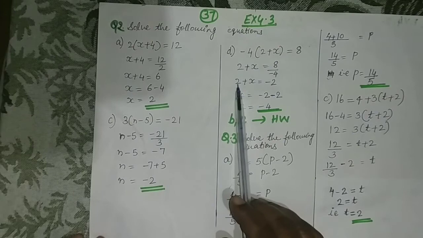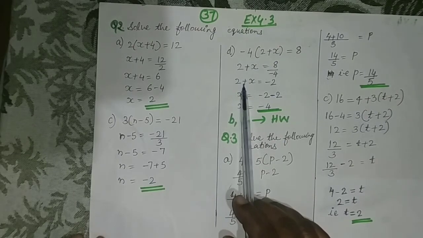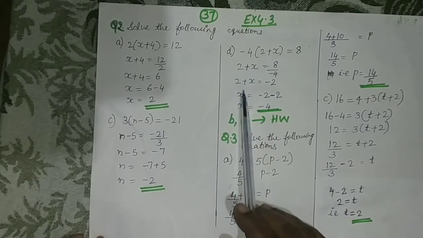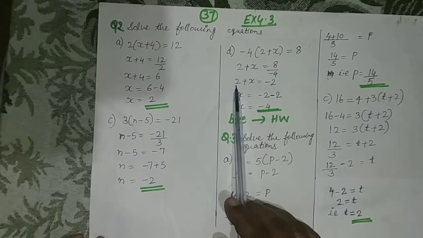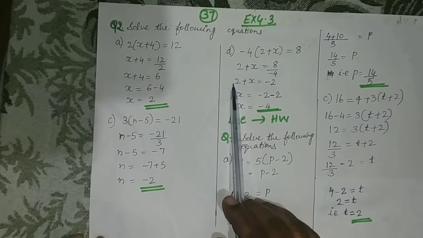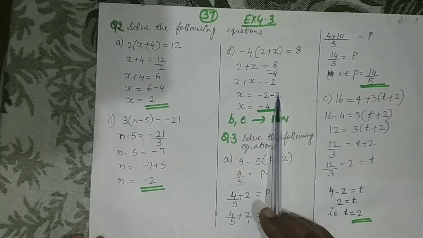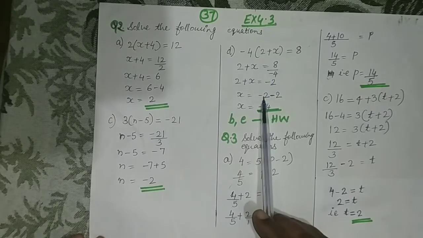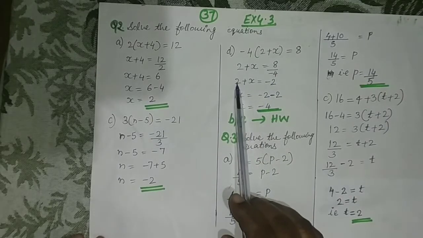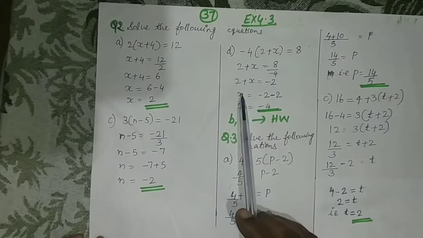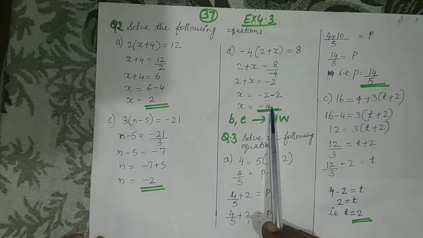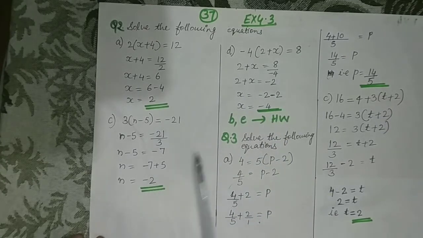Now our aim is shifting 2 from LHS to RHS because we need the variable alone. Okay. So it is plus 2. Even though it is written first, it is plus 2 only. That 2, when we shift from LHS to RHS, it will become minus. That means RHS is minus 2, minus 2. This 2 was brought from LHS to RHS. So value of x is what? Minus 4. Minus 2 minus 2 is minus 4. B and E you do as homework.